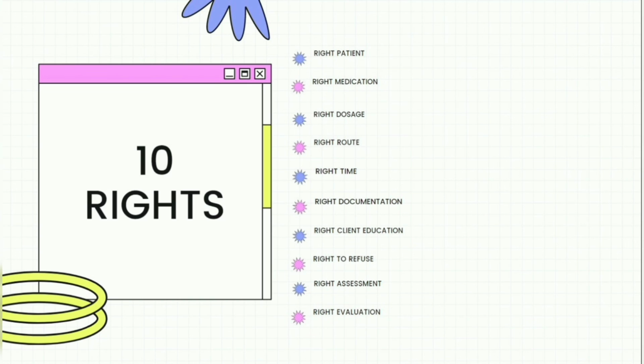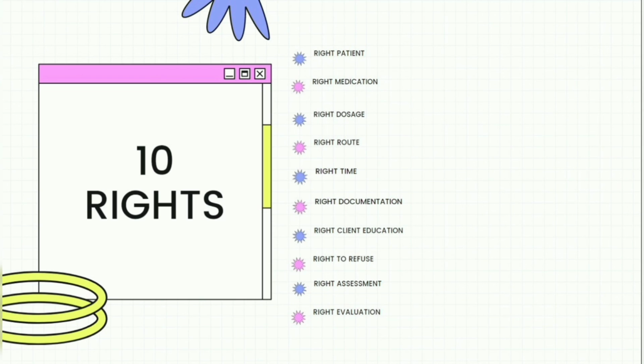Next is the right time. Check the order for when it would be given and when was the last time it was given. Taking medicine on time as prescribed is essential to making sure your body has an effective amount of the drug at all times. If not, this can cause the disease to develop a resistance to the medicine or simply prolong the amount of time it takes to feel better.